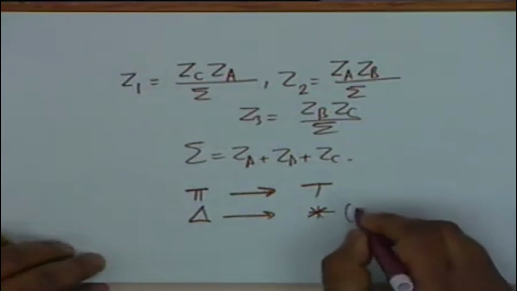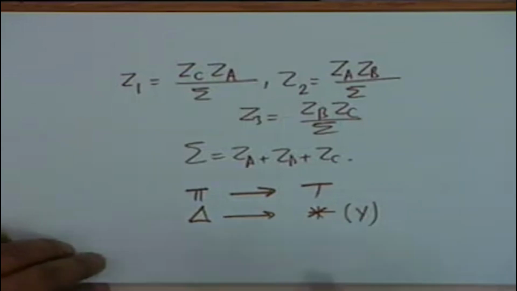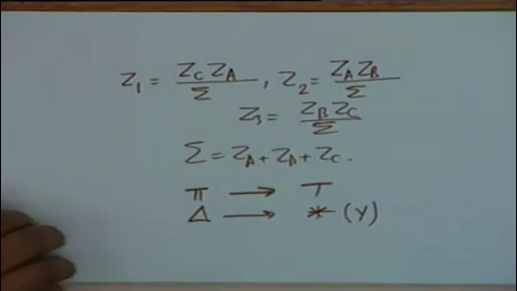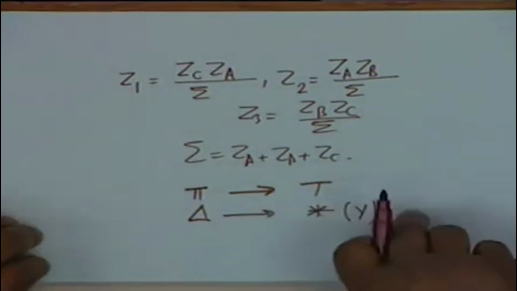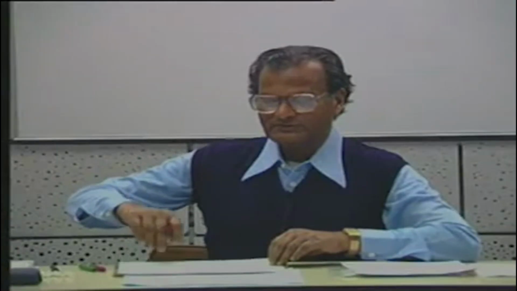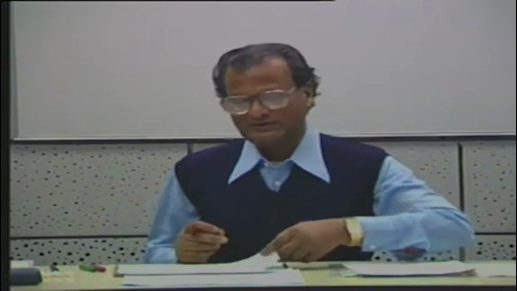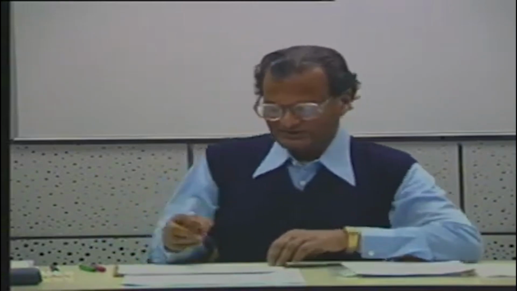Delta to star. All right. If you want the other way, that is, you want to go from T to pi, in other words, you want to find out ZA, ZB, ZC in terms of Z1, Z2 and Z3, let us see what we should do.